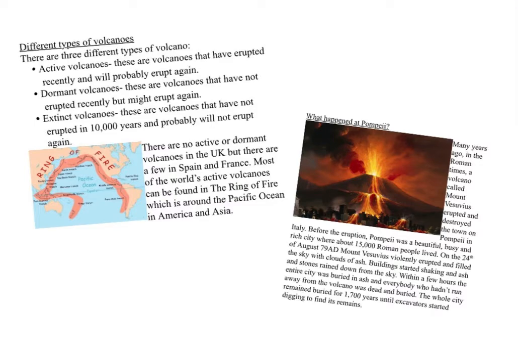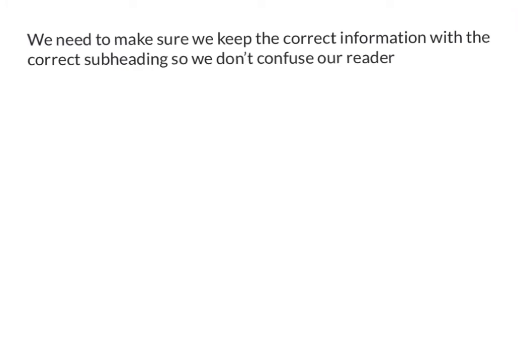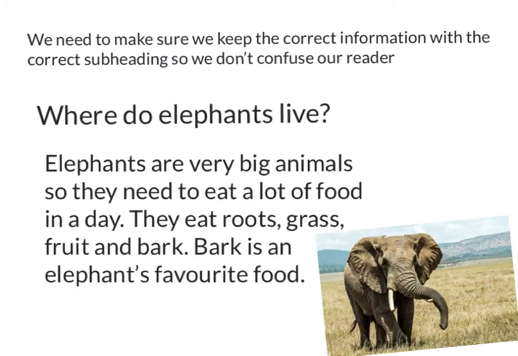And then another subheading we had last time was what happened at Pompeii. And then here I told the story of the eruption of Pompeii, and then it got buried in ash, just like we're looking at from the story Escape from Pompeii. An important thing to remember when you're writing, especially when you're using subheadings, is this. We need to make sure that we keep the correct information with the correct subheading so we don't confuse our reader. Here's an example. So this person is writing a non-chronological report. Remember, that means an information text about elephants, and this is one of their subheadings.